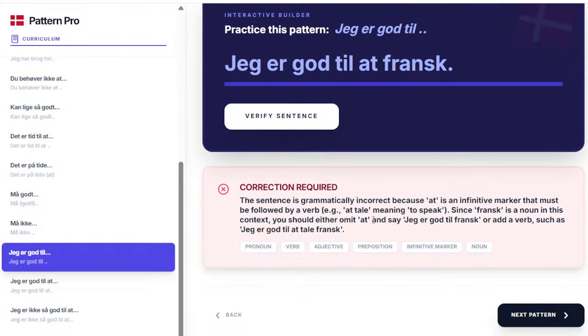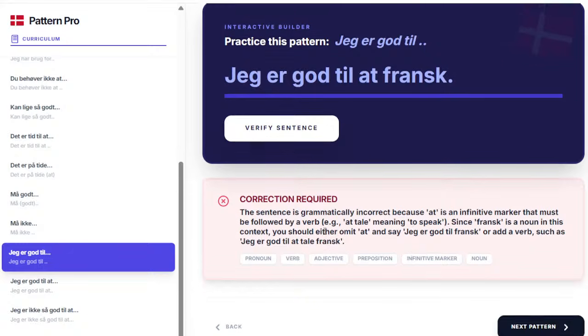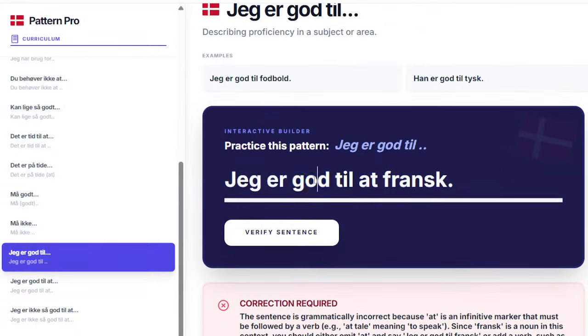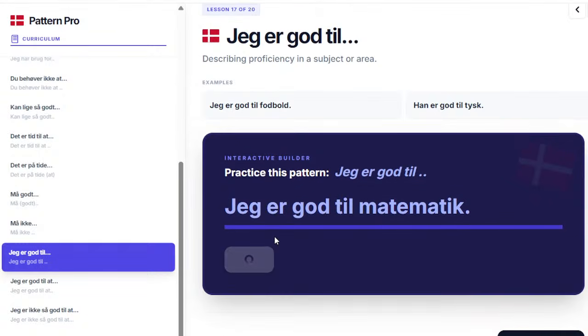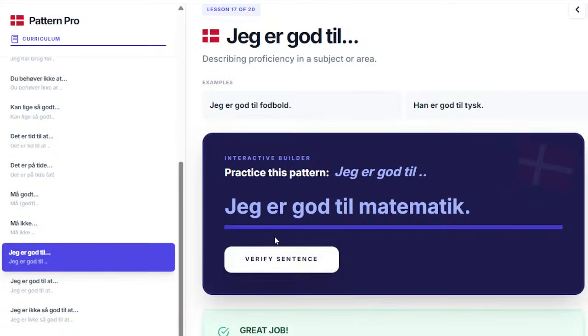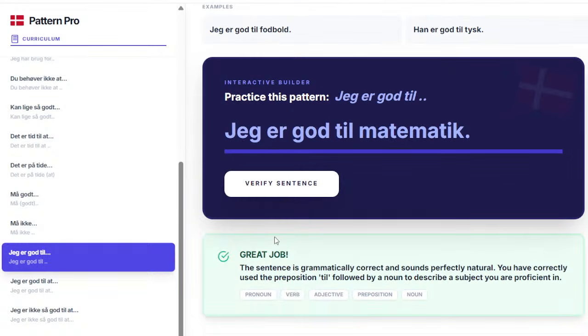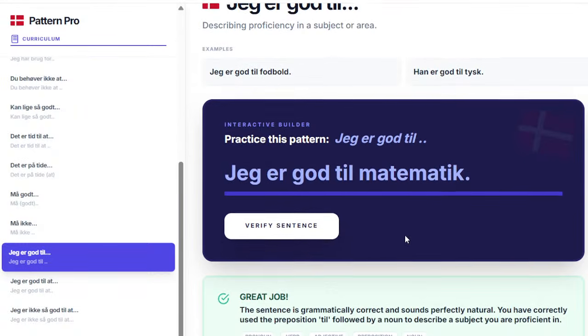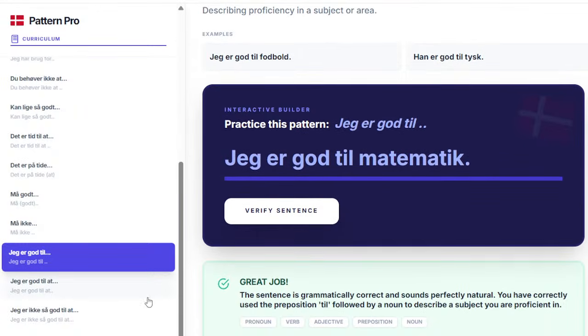And it's wrong. It'll tell you. Jeg er god til, what could it be? Matematik. Jeg er god til matematik. I'm good at mathematics. So it's very common also in school. A kid will say, jeg er god til, jeg er ikke god til, jeg er dårlig til, jeg er super god til. This is stuff they're good at.